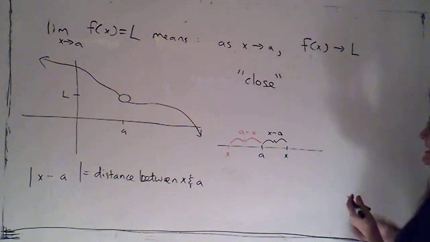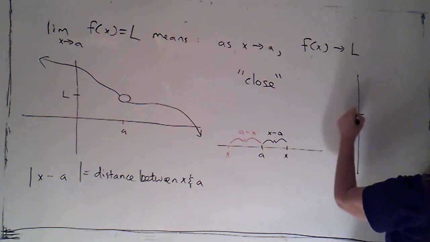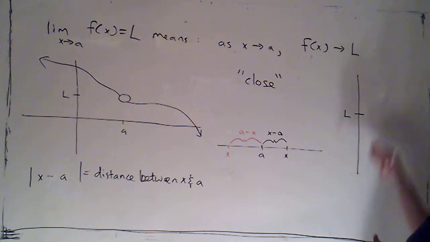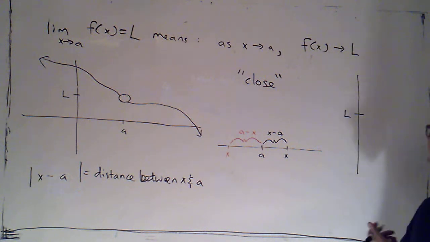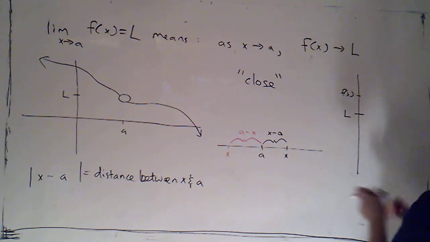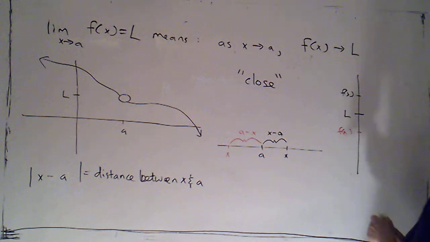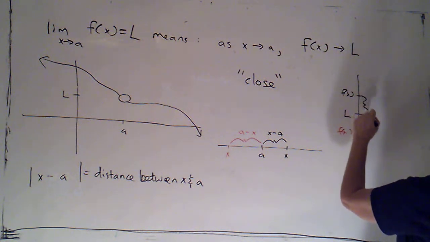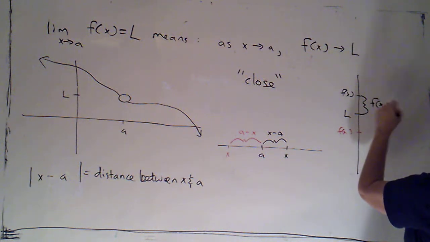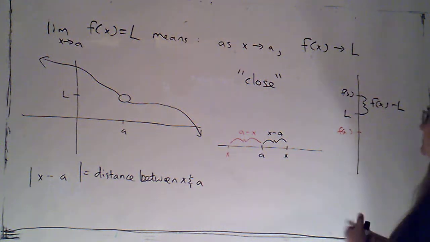Similarly, I can do the same thing for my y values. Now I'm going to just draw that as a vertical graph because we're talking y values here. If here's L, f of x might be above it, f of x might be below it. Here, this vertical distance would be f of x minus L. That's the bigger y value minus the smaller.